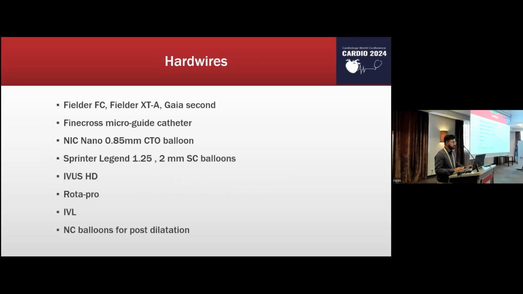So these are my hardwares in these cases. Filter FC, Filter XTA, and ultimately I had to use the Gaia Second, Fine Cross microcatheter, Nano balloon, Sprinter Legend balloon, IVUS HD, Rota Pro, intravascular lithotripsy, and as usual, NC balloon for post-dilatation.